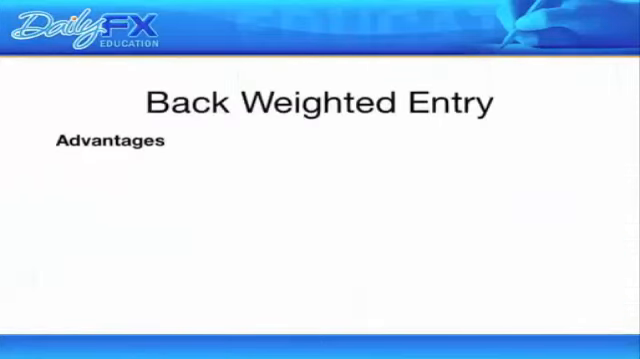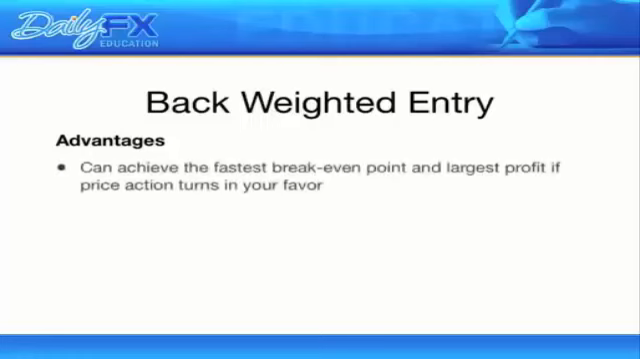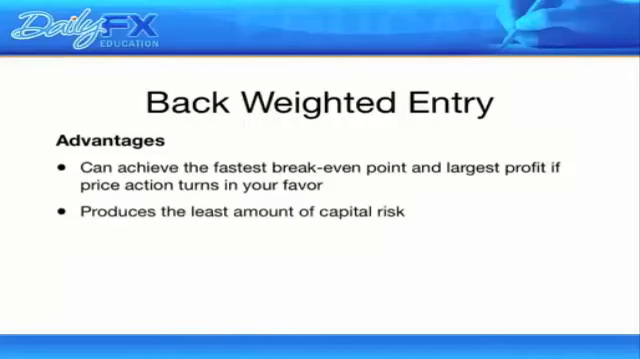When implemented successfully, the back-weighted strategy can be the most efficient probative approach to use in a range-bound market. By waiting until the most favorable price point to allocate the biggest amount of capital, we're able to achieve the fastest break-even point and the largest possibility for profit should price turn in our direction. Additionally, if prices continue to drop and take out our stop, the back-weighted approach produces the least amount of risk amongst the three probative trade entry methods, as most of the capital is allocated nearest to the stop price.